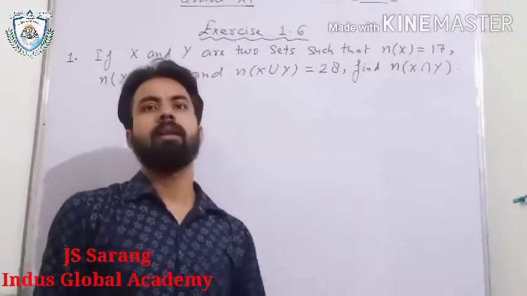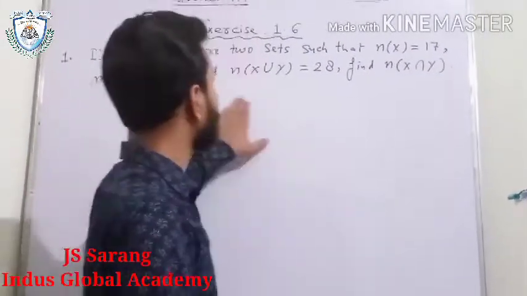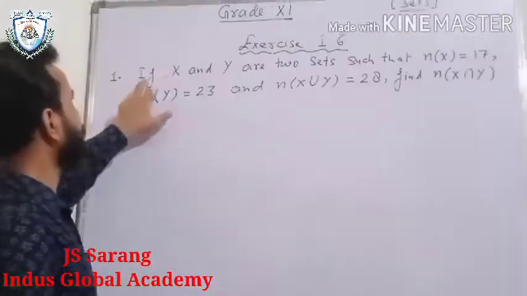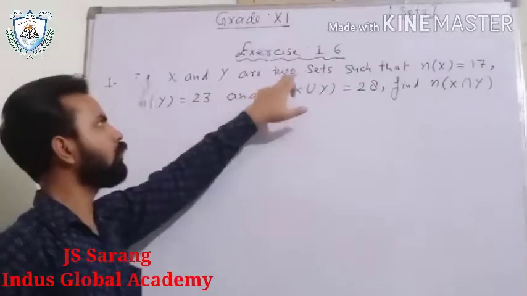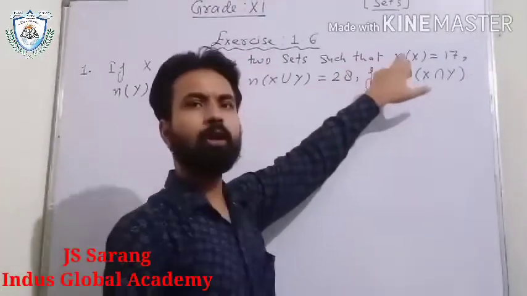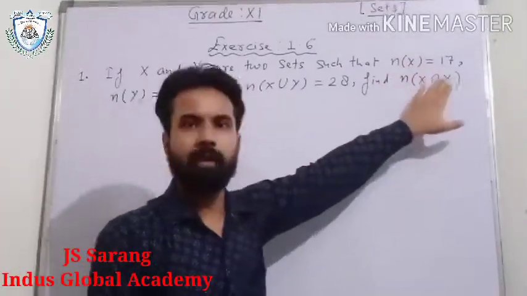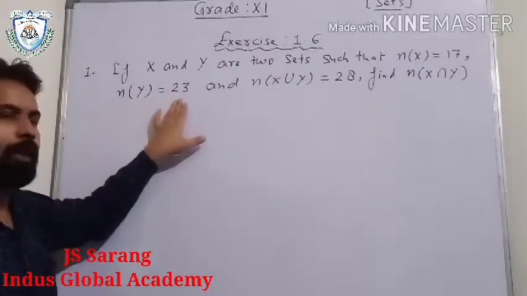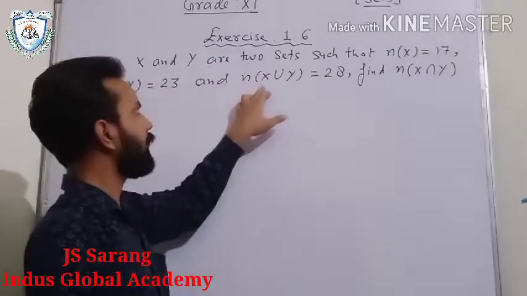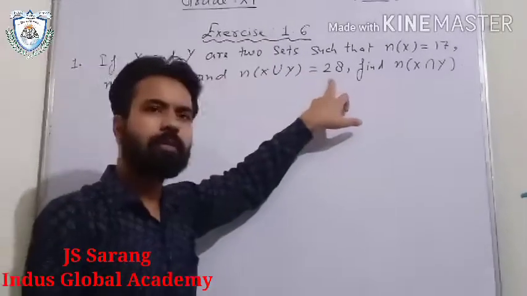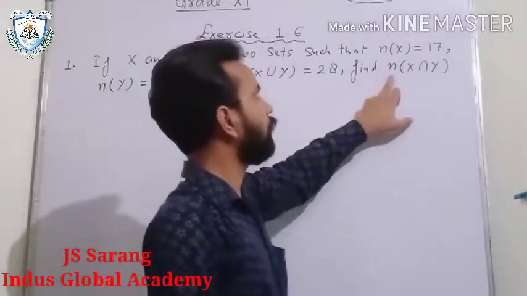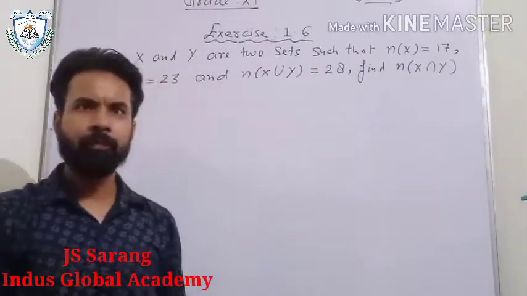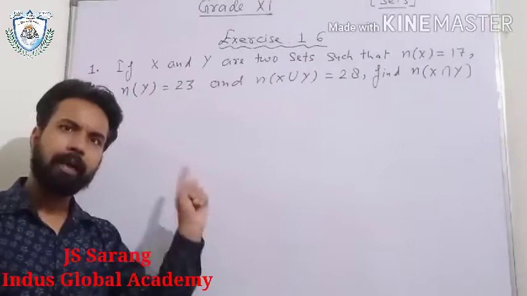Okay students, let's start the very first question of exercise 1.6. The question is, if X and Y are two sets such that number of elements in X equals 7, number of elements in Y equals 23 and number of elements in X union Y equals 28, find number of elements in X intersection Y.